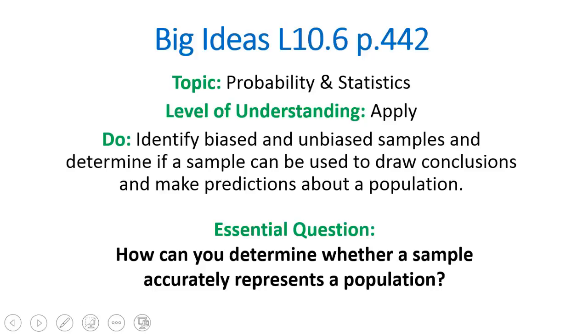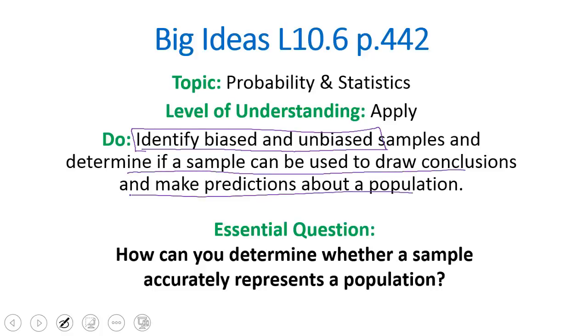You need to be able to identify if a sample is biased or unbiased. That's the first video. In our second video, we will determine if a sample can be used to draw conclusions and make predictions. So this is what we're going to concentrate on, even with all of that information. Our essential question: how can you determine whether a sample actually accurately represents a population?